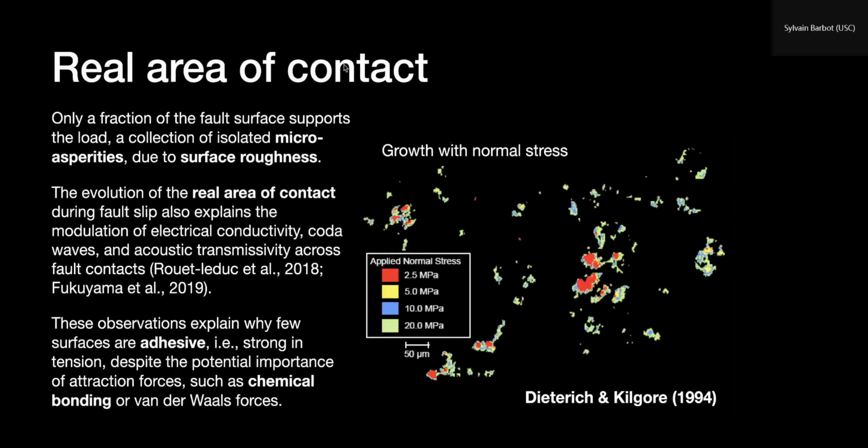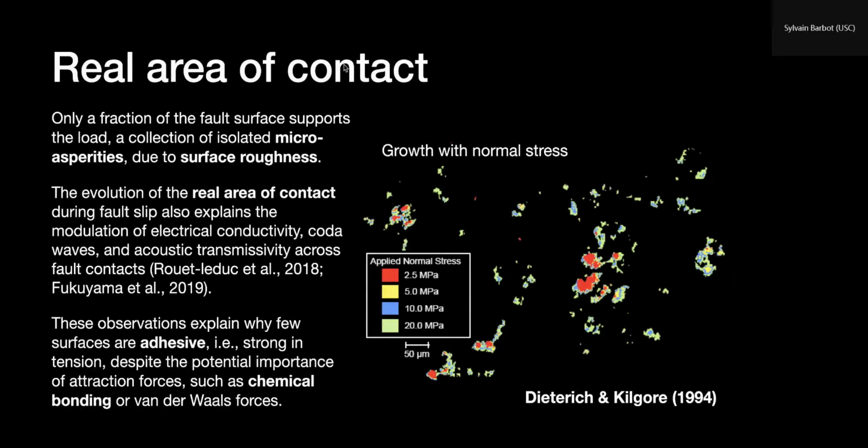And so these experiments have shown that these asperities change in size if you force them under different loads, and that's what these experiments are. So you see under 2, 5, 10, and 20 megapascals how these asperities look wider.